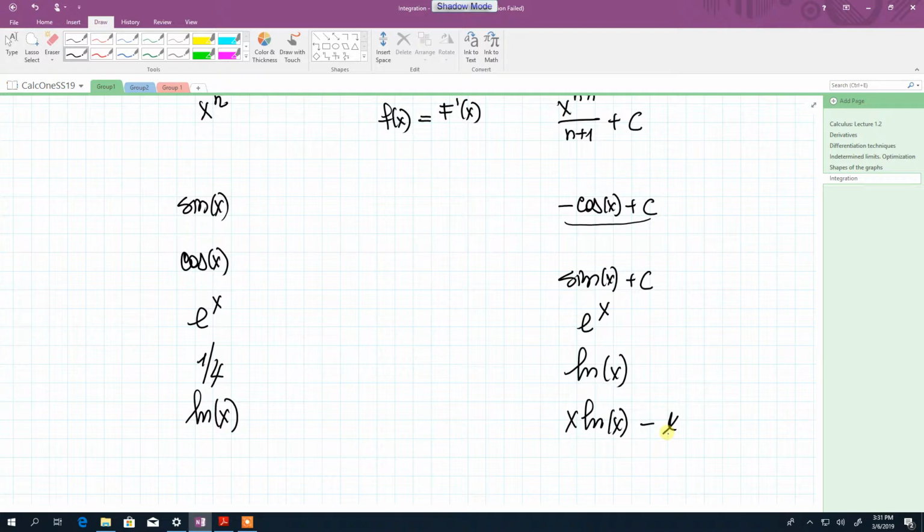I figure out the answer from experience, right? Probably I solved this problem before. The only way to figure out the antiderivative is to be experienced. You need to solve a lot of problems. If you figured out the derivative of x ln x minus x, then you would know that its derivative is equal to ln x.